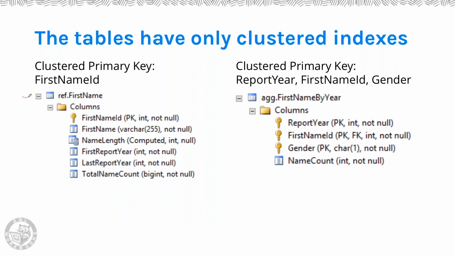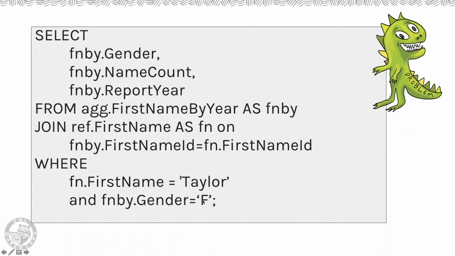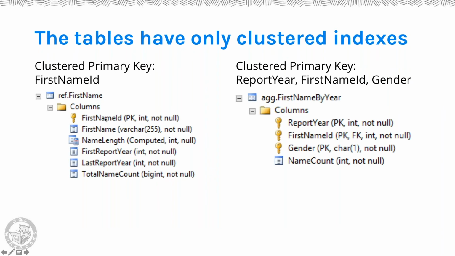The ref.firstname table, we are joining on that first name ID column. And we are saying, okay, we only want babies with the first name of Taylor. Taylor is varchar 255. And our query is being consistent with that, right? We don't have a little Unicode symbol here. This is going to be implicitly converted into a varchar. So for the first name, we are matching the appropriate data type because this isn't Unicode data.